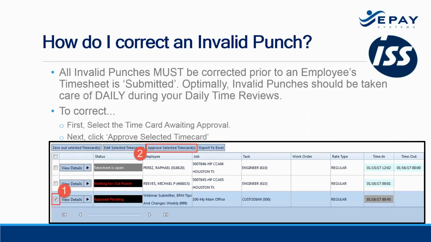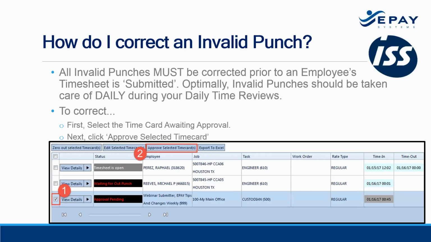Now, optimally, the invalid punches should be taken care of daily during your daily time reviews. Once again, this doesn't mean you come in on a weekend when you're off, or on your off day, to work on this. This is just saying try to take care of it on a daily basis, or take care of it the next day you are at the office or at the job site.